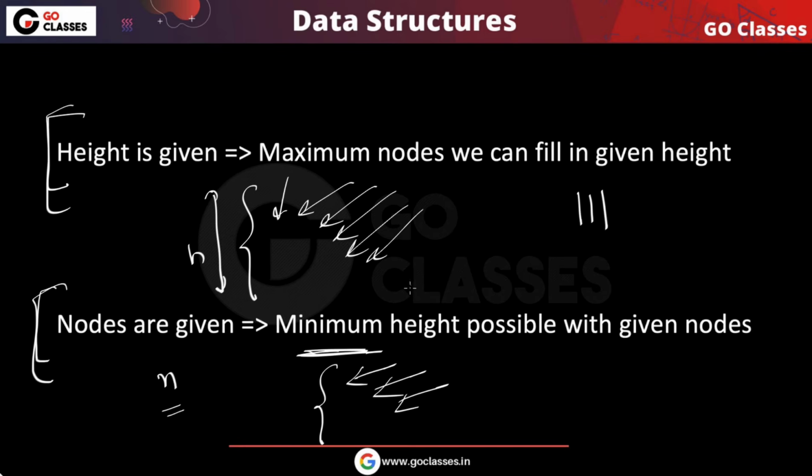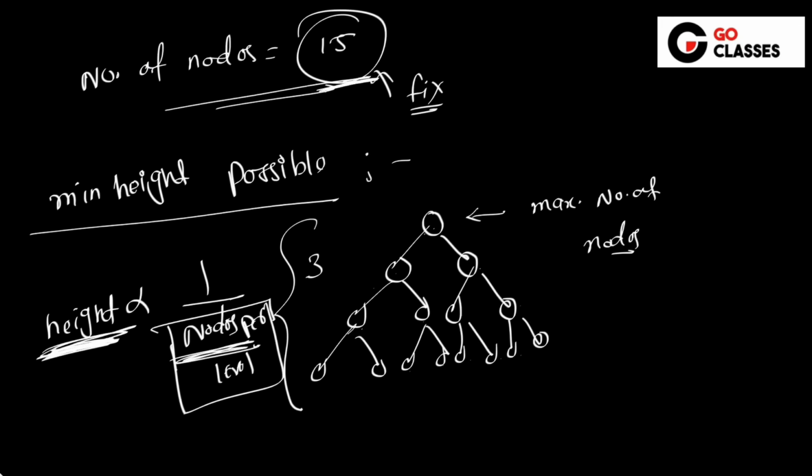Basically, the first process is saying fill the maximum nodes per level. The second process is also saying fill the maximum nodes per level, isn't it? They are saying nodes are fixed to be n, and you want the minimum height. So what will you be doing? You will be filling the maximum nodes per level. Let me explain with some questions.